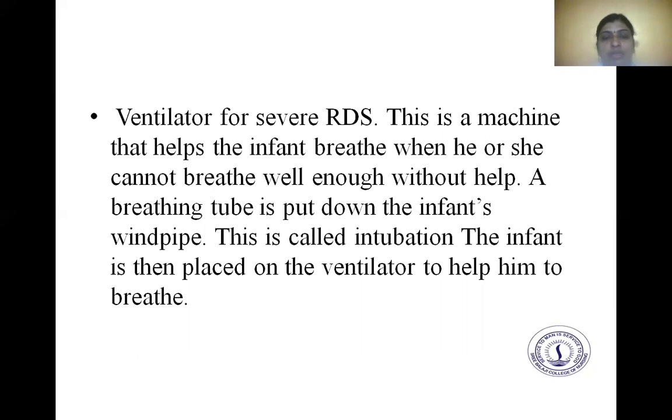The third stage is severe respiratory distress syndrome. A ventilator is used for severe distress syndrome babies. This is a machine that helps the infant breathe. When the infant cannot breathe well enough without help, a breathing tube is put down the infant's windpipe. This is called intubation. The infant is then placed on the ventilator to help him breathe. For severe distress syndrome babies, the baby will be immediately intubated. Through the endotracheal tube, the surfactant will be administered.